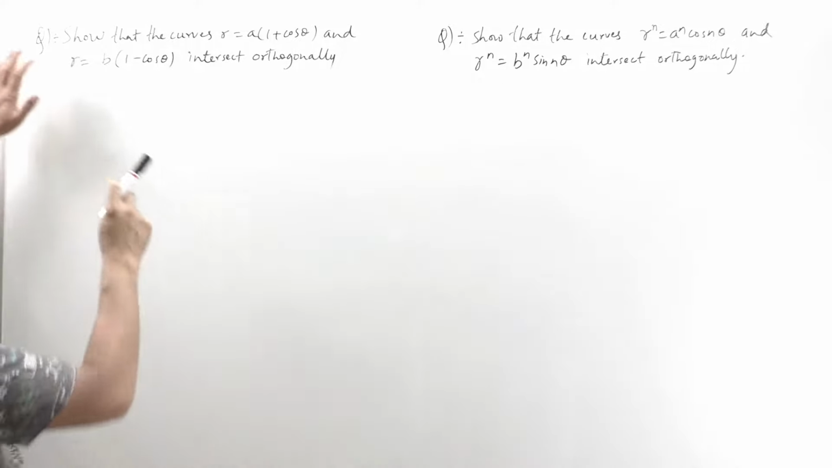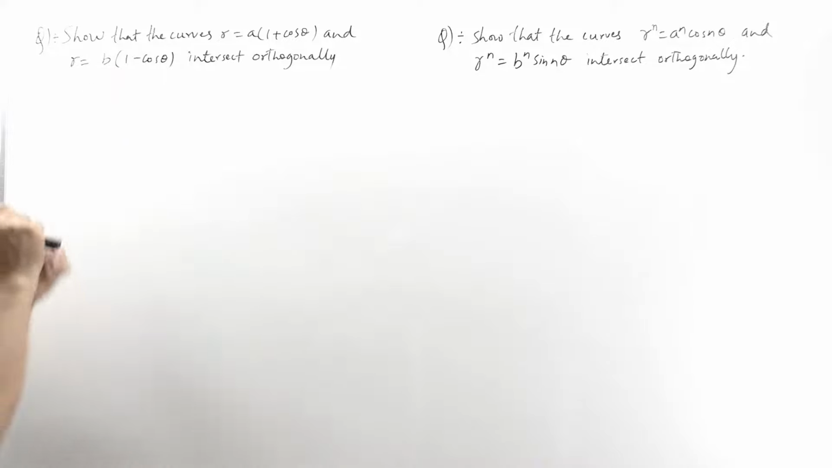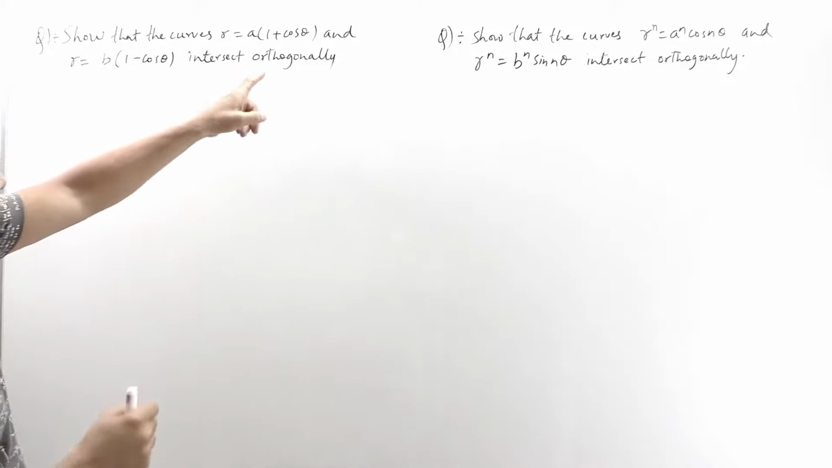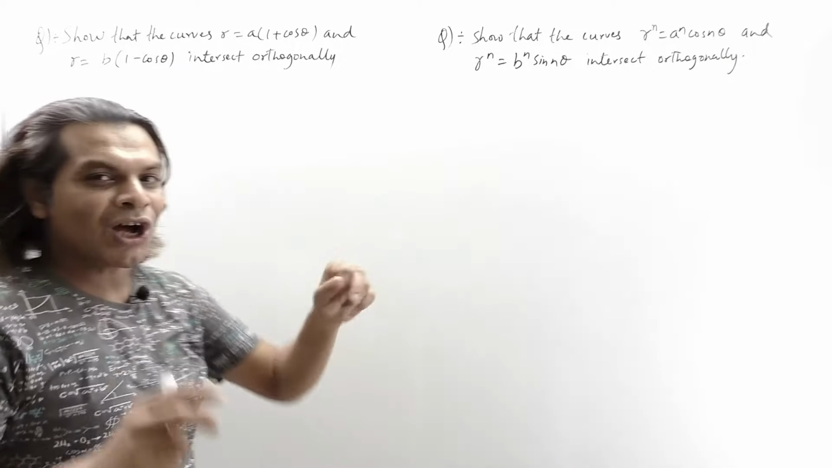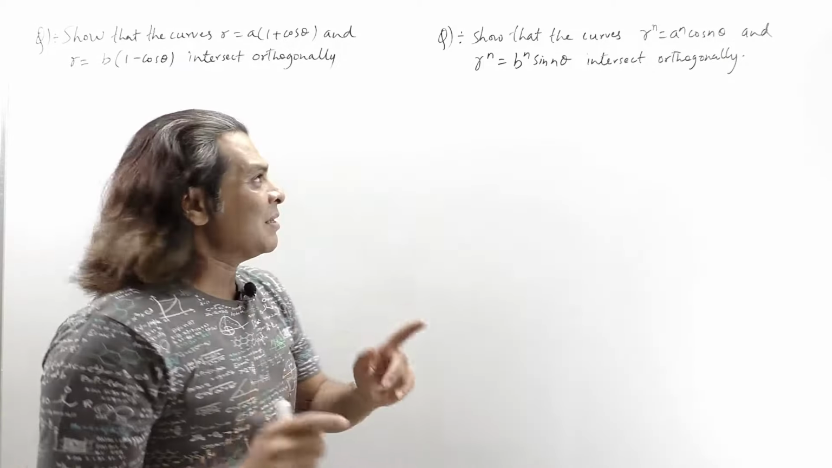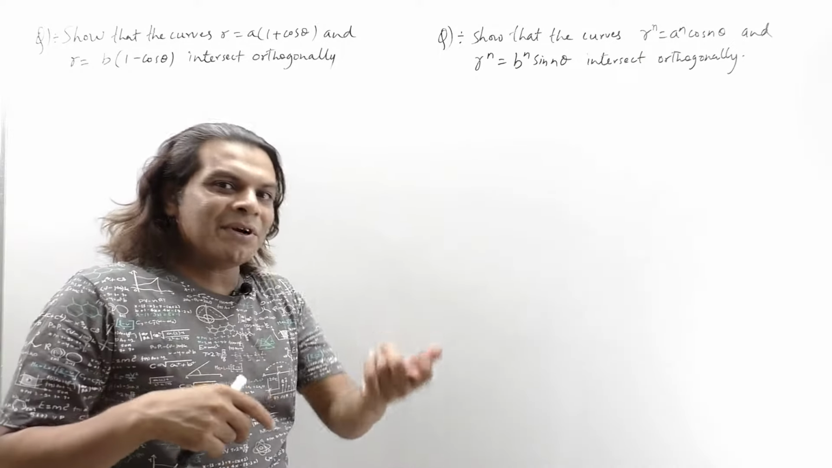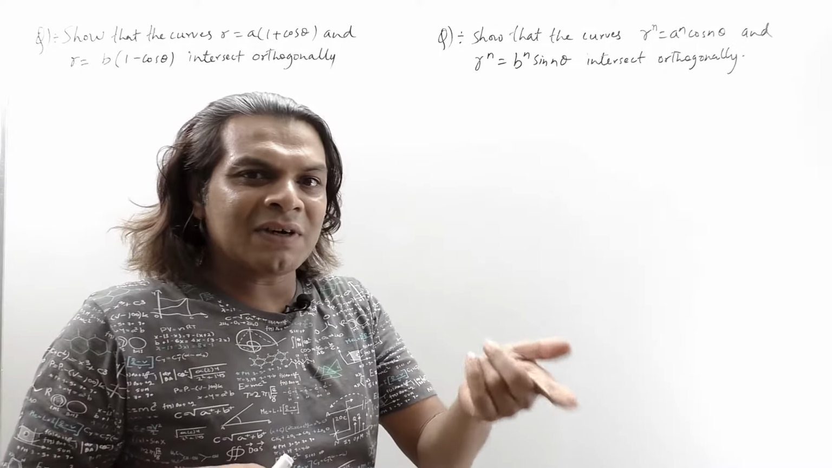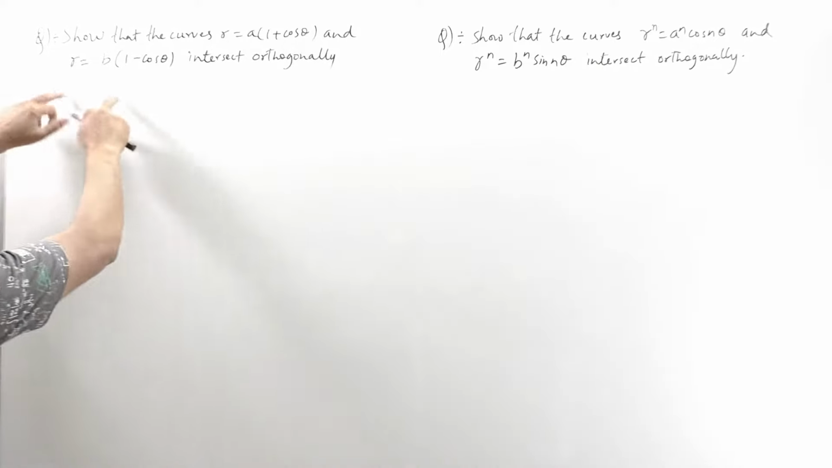Now, starting with the problems, the first problem is: show that the curves r is equal to a into 1 plus cos theta and r is equal to b into 1 minus cos theta intersect orthogonally. First we'll solve problems related to orthogonality, and then problems relating to angle of intersection between two polar curves. Right? So now, bringing the first question.